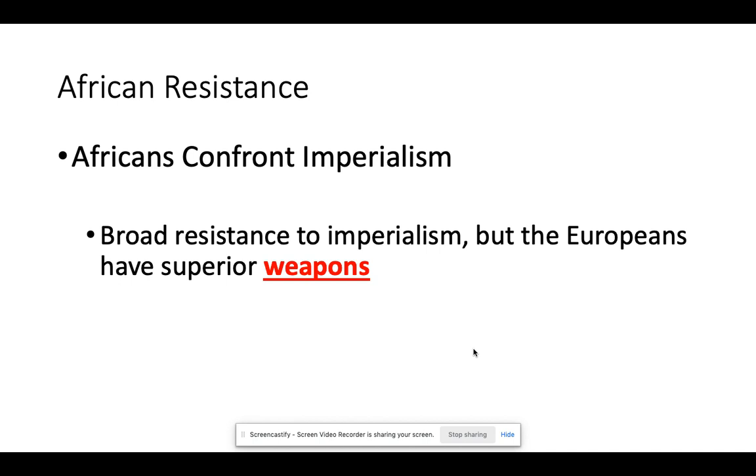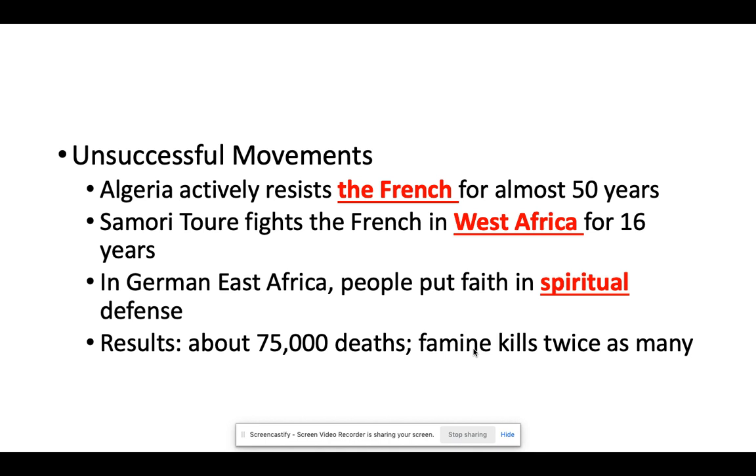But unfortunately, what's going to happen is that the Europeans come in with superior weapons. They have the advancements in technology. Maxim guns are their version of a machine gun. So we do have some unsuccessful movements. You see a lot here with French holdings in Algeria and West Africa. You have resistance movements that have actively fought against the French for almost 50 years. You have another group that has fought the French for 16 years.